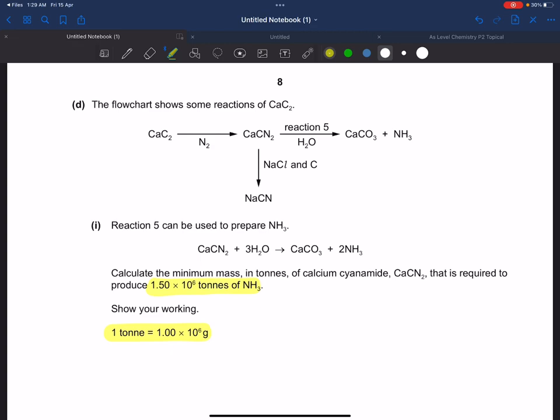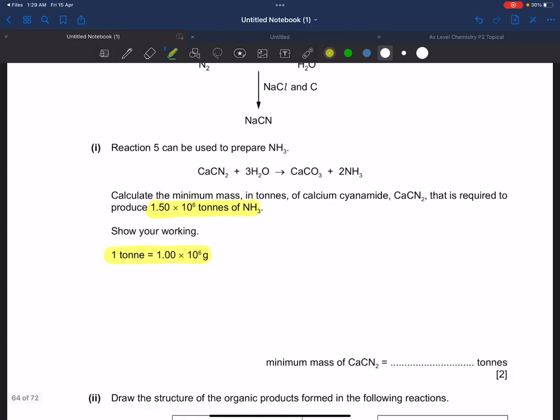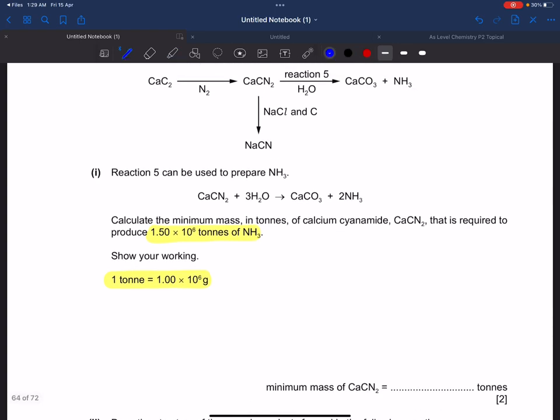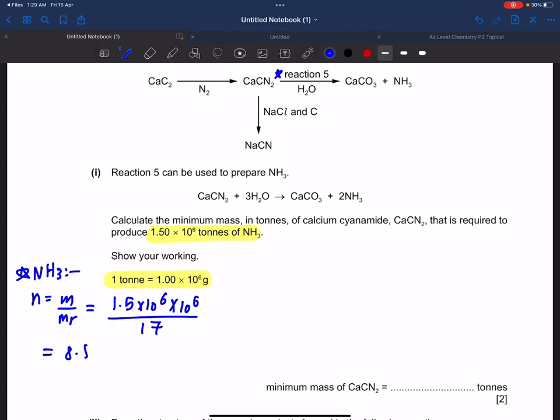First of all, find the moles of ammonia, because we're relating everything in molar ratios. We're talking about reaction 5. Moles of ammonia: n is equal to mass over Mr. What is the mass? 1.5 times 10 to the power 6 times 10 to the power 6. We're going to make it in grams because Mr is always in grams. Mr of NH3 is 17. So what is the moles? It is 8.82 times 10 to the power 10 mol.